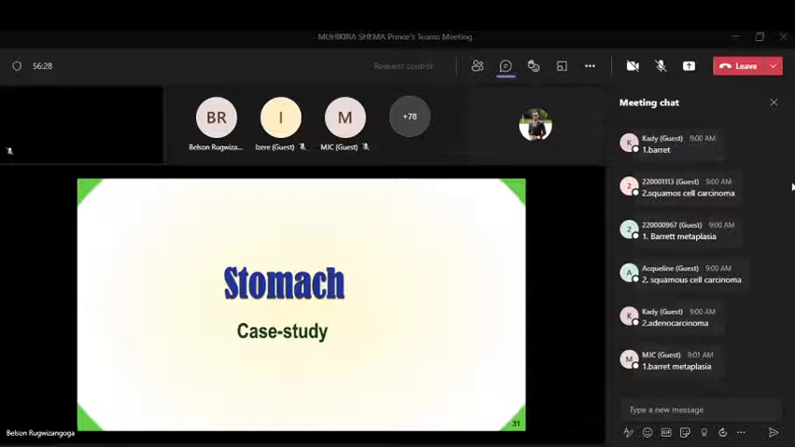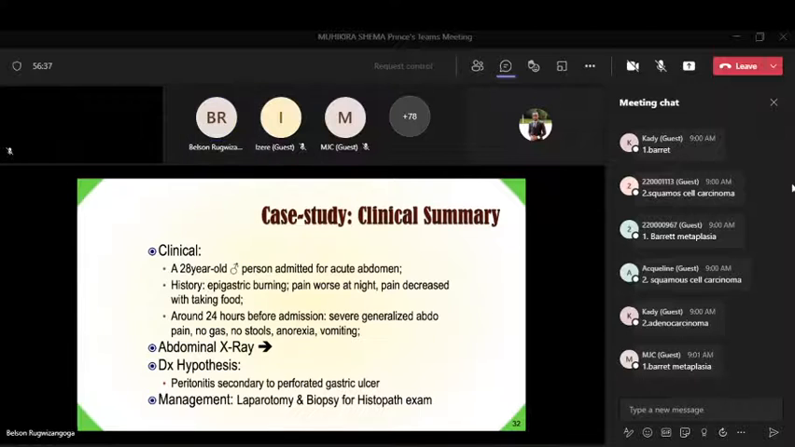So we have a case study. This person was a 28-year-old male admitted for acute abdomen. His history is that he had epigastric burning, and the pain was worse at night, but the pain was decreasing with taking food. So 24 hours before the admission to the hospital, he had a severe generalized abdominal pain.